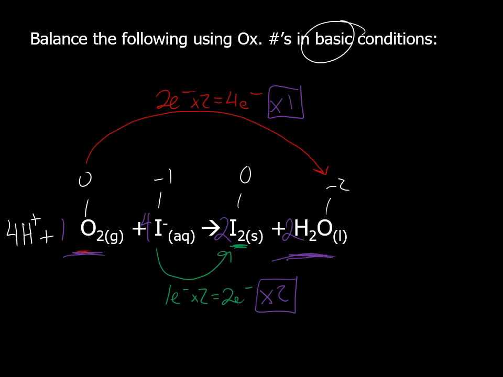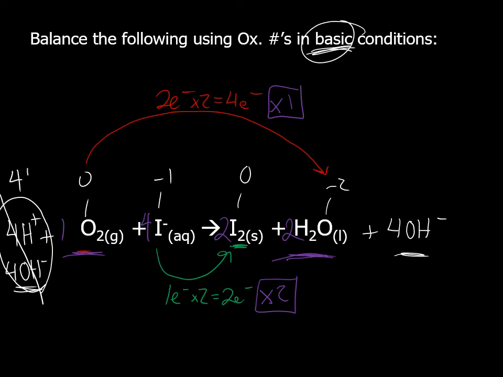Now, if we were under acidic conditions, we'd be done. That'd be it. But since we're under basic conditions, we're going to add in an equal number of hydroxides to neutralize those hydrogens. But if we add them to the left-hand side, it would throw off the balancing of our atoms. So we're also going to add the same number to the right-hand side. We added 4 to the left, so 4 on both sides. Now, these 4 hydrogens and 4 hydroxides are going to neutralize and form 4 water molecules.